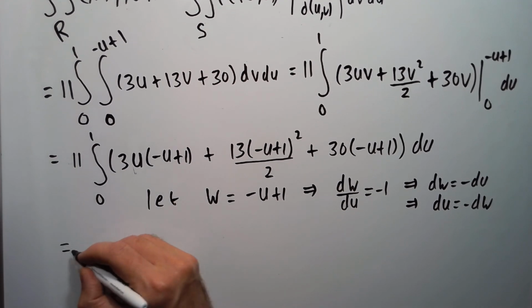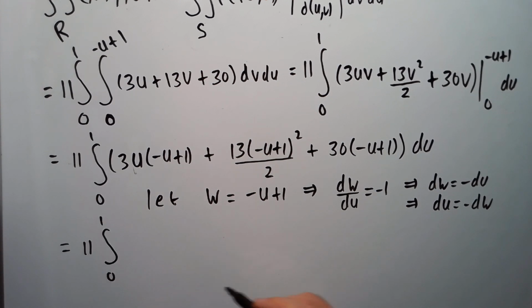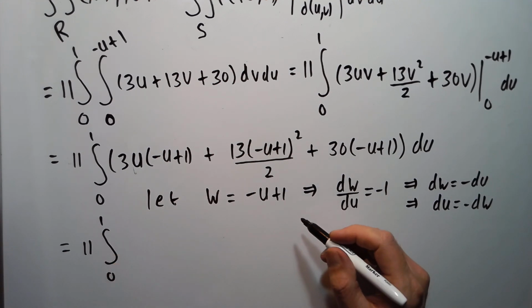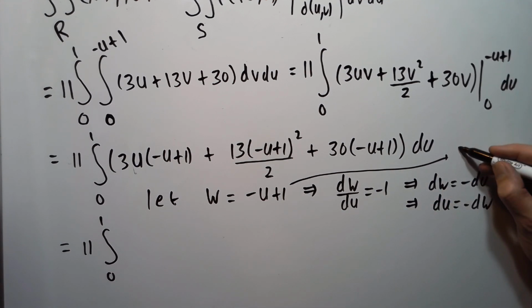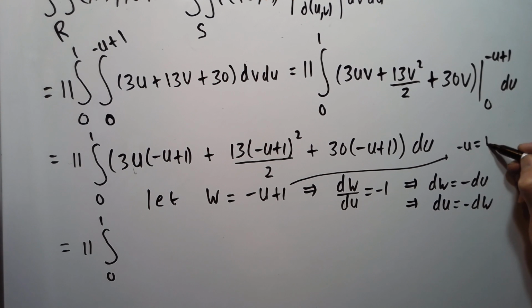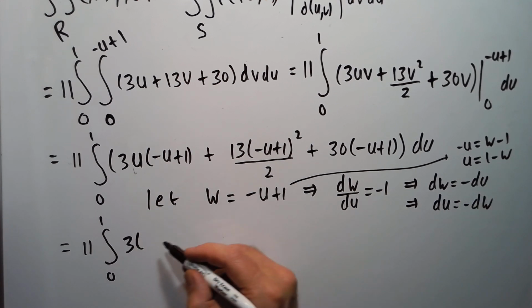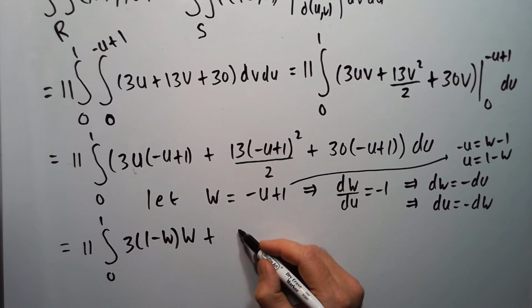This then will be equal 11 in front, 0 to 1. Well, I've got to substitute for u here, so actually I've got to solve this for u. So subtract 1, so you'd have negative u equals w minus 1. And multiply both sides by a minus, so you'd have u equals 1 minus w. So it's going to be then 3. In place of u now we can write 1 minus w. Then w plus 13.